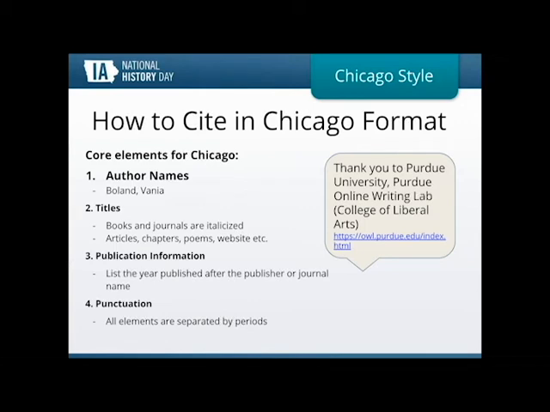Chicago style format. So the common elements for citing in Chicago style: author names. Author names in the bibliography are placed last name first, separating the last name from the first name with a comma. So for example, again, Boland, comma, Vania. Titles. Titles of books and journals are italicized. Titles of articles, chapters, poems, etc. are placed in quotation marks. Publication information. The year of publication is listed after the publisher or the journal name. And punctuation. In all bibliographies, all major elements are separated by periods.